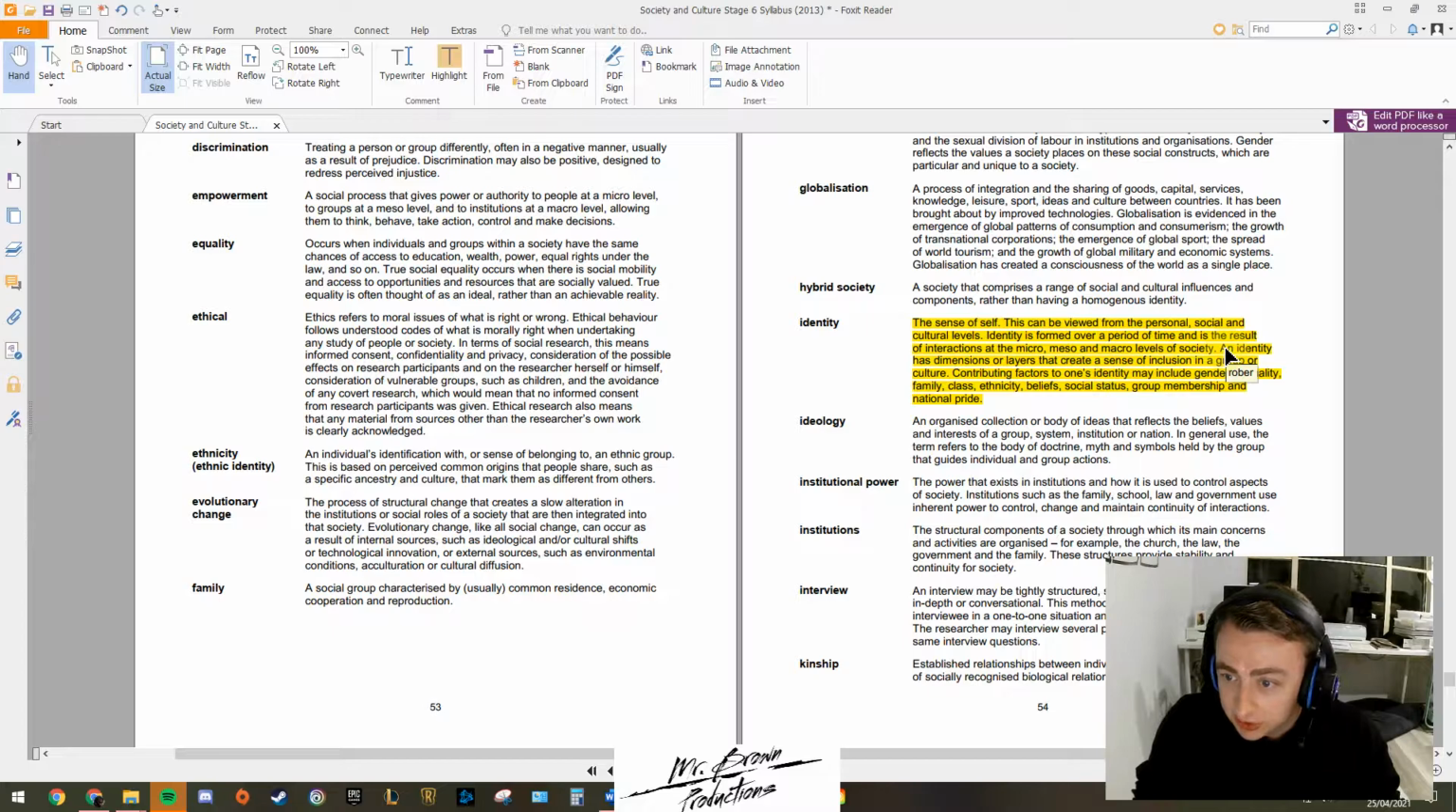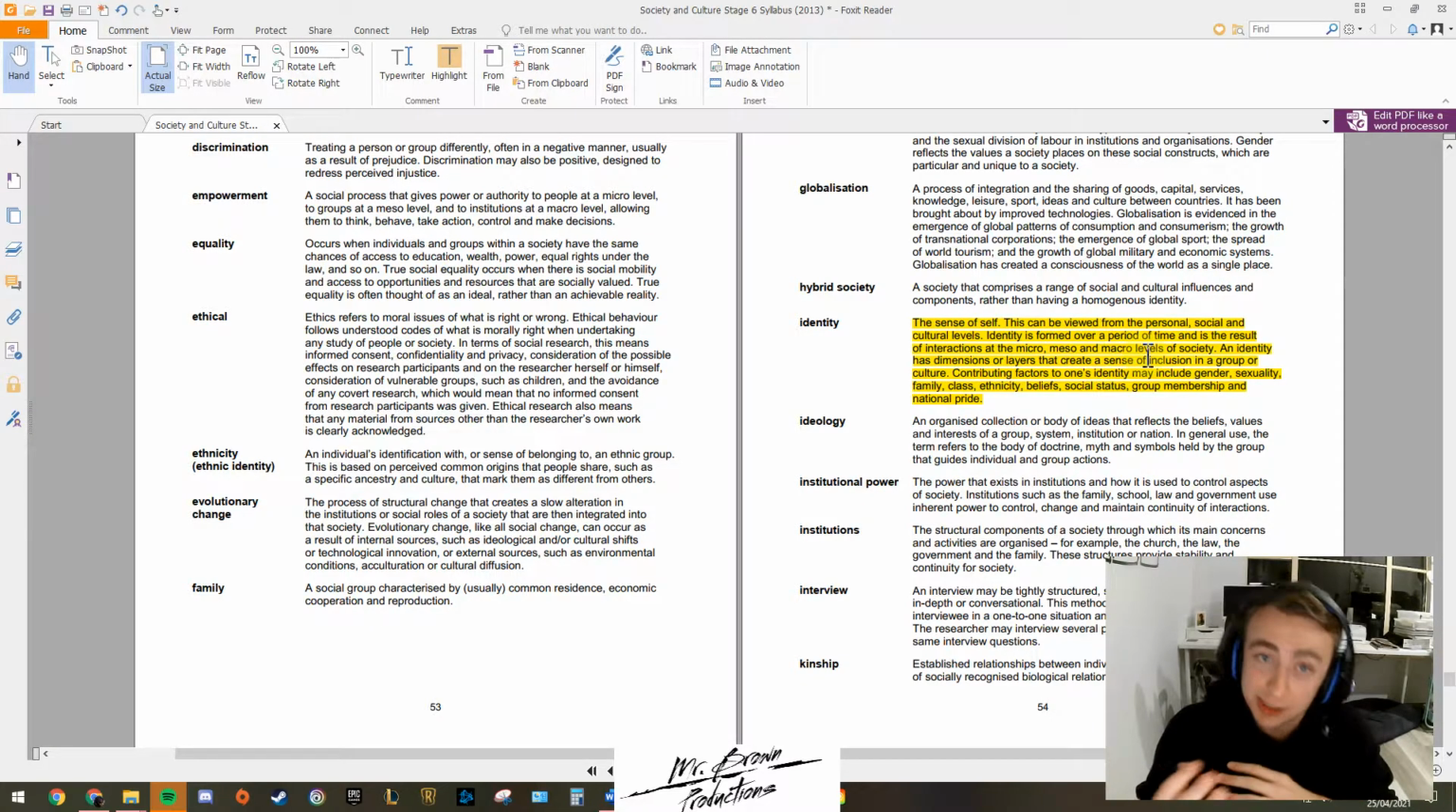And then lastly here we've got an identity has dimensions or layers that create a sense of inclusion in a group or culture. So the idea of inclusion, well, when you experience social inclusion, is that you are on a level playing field with everyone else, and that idea that you have a sense of belonging to a group. So say, for example, if I go back to that cultural example of Arsenal and sport, the idea that I can have a sense of inclusion amongst Arsenal fan groups and supporters. Even if any of you guys play sports or in a sporting club, you have that sense of inclusion through your group identity and social identity at a meso level with the sport.